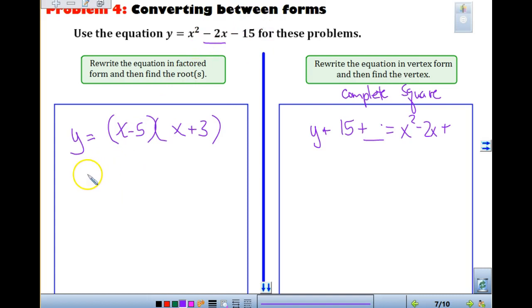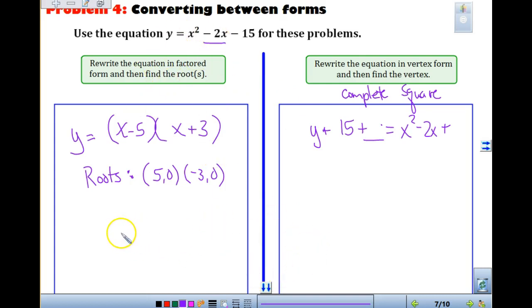So at this point, we can tell our roots, right? From this equation, we can say our roots are going to be at 5, 0, negative 3, 0. Can we tell if it's a minimum or maximum at this point? Going back to our original equation, can we tell?